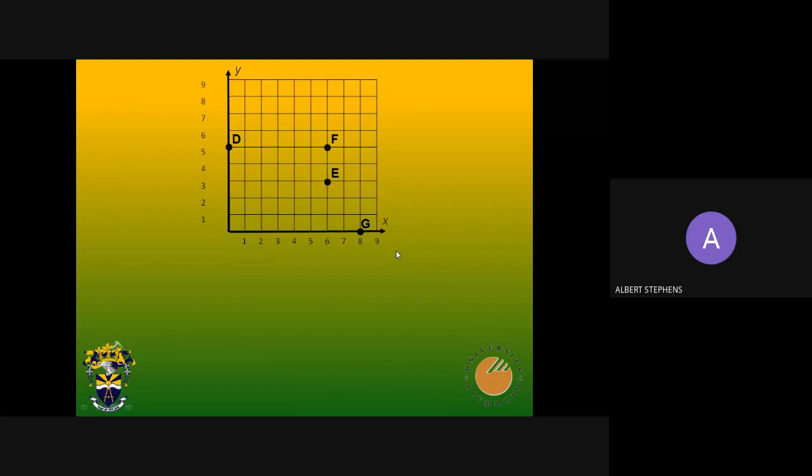All right, let's start off with some basic concepts here, in terms of plotting points and coordinates. I hope you have your notebook, because you have to do a little writing.